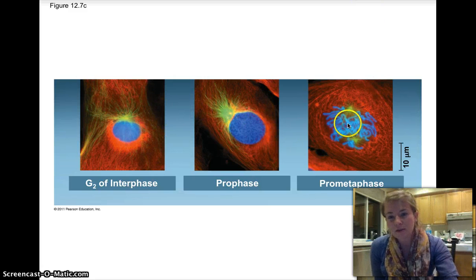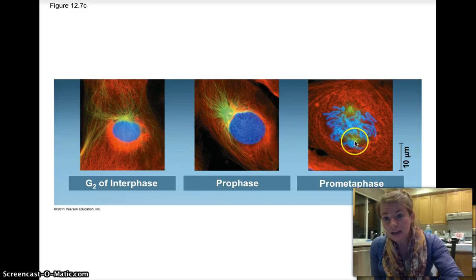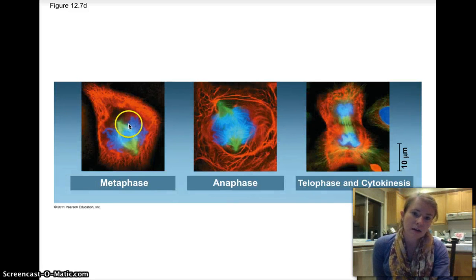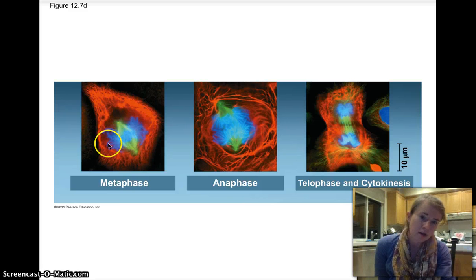Then during prometaphase, you can see that they've separated out. The nuclear envelope is gone. They're not just stuck in here anymore. And the centrosomes are at opposite ends of the cell. They've moved, and now they're starting to spread out and attach to the chromosomes. Then during metaphase, you can see all of the mitotic spindle. They pulled all of the chromosomes to the center. That's not the best picture I've ever seen of metaphase, but you can see they're all in one spot in the cell.